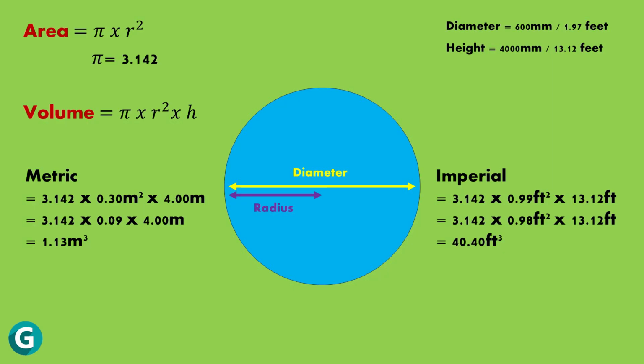All we need to do to find the volume of concrete is first find the area and multiply it by the height. And here are the results in both metric and imperial. For the metric result, I firstly converted millimeters to meters. As you can see, the radius is half of the diameter. Thus, the volume of concrete required is 1.13 meters cubed or 40.40 cubic feet.